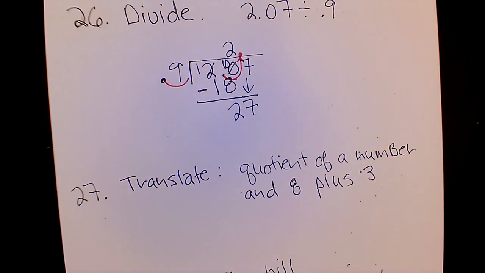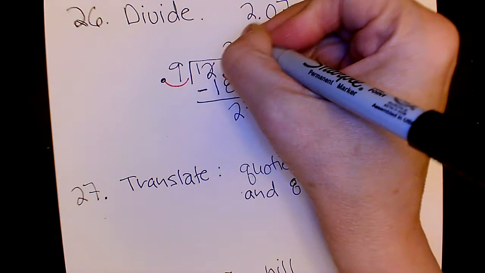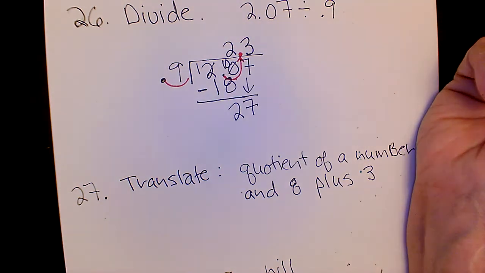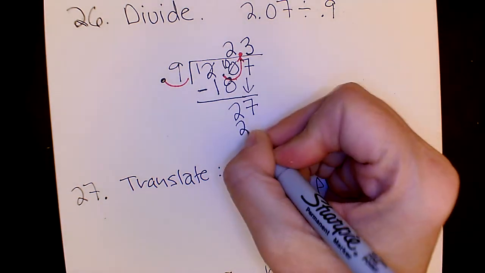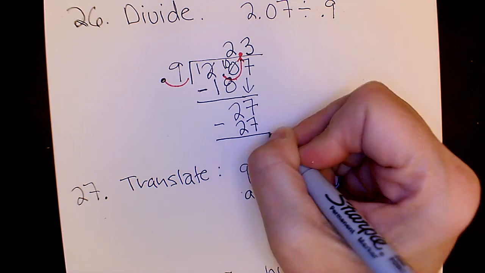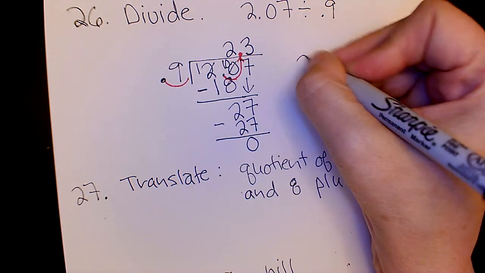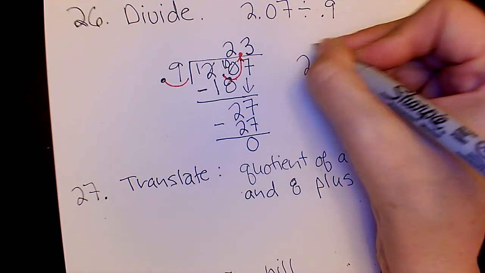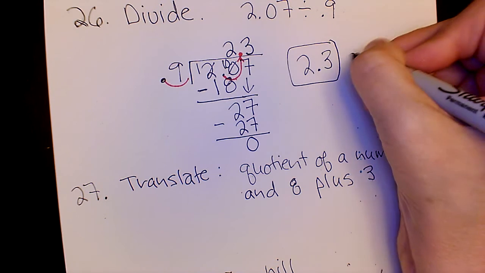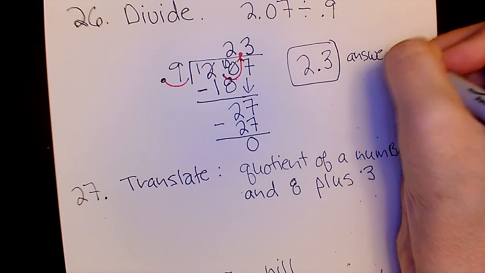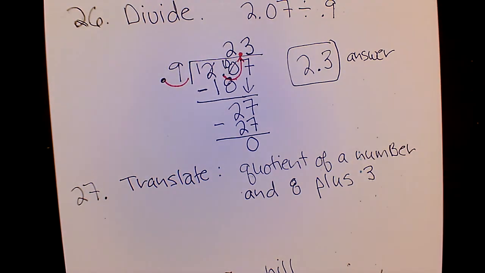Does 9 go into 27? Well, 9 times 3 is 27, so I put the 3 behind the point, and when I subtract, I have nothing left, so my answer is 2.3.